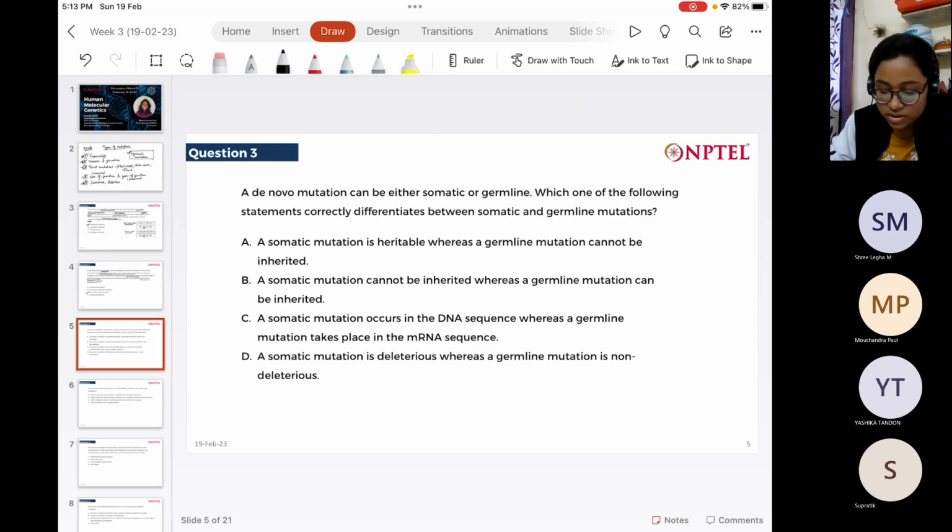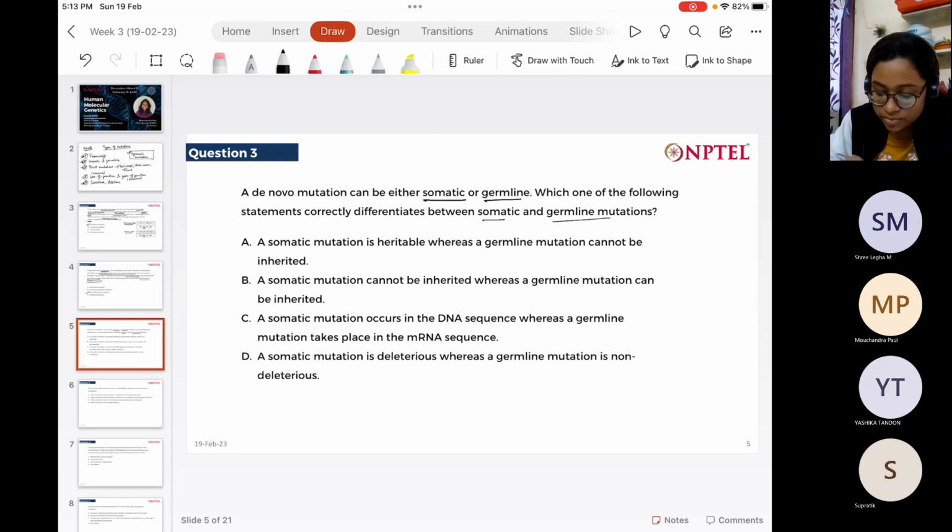Now this is another question. De novo mutation can be either somatic or germline. Okay, you're familiar with this, right? Now, which one of the following statements correctly differentiates between somatic and germline mutation? So these are the four options.